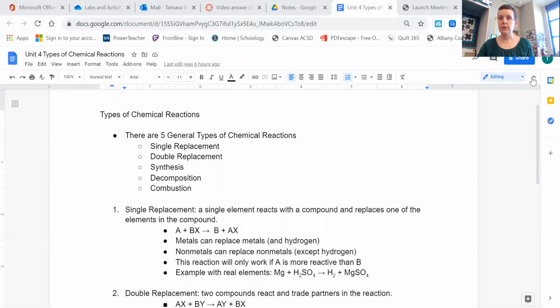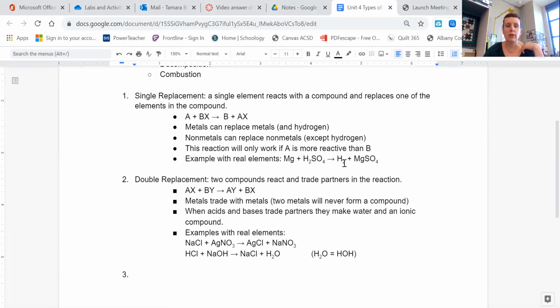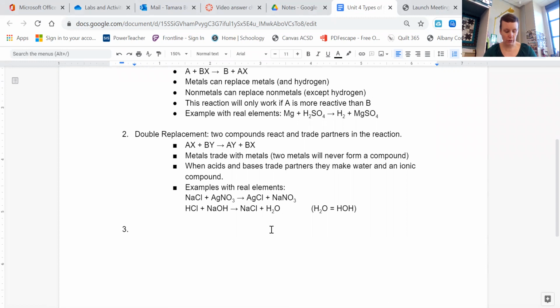All right, you guys, so this is going to be the finishing up of our types of chemical reactions notes. So far we've already had the 5 general types of reactions. We went through single replacements, we went through double replacements in detail. Now we're going to go through the remaining 3 parts of these notes.